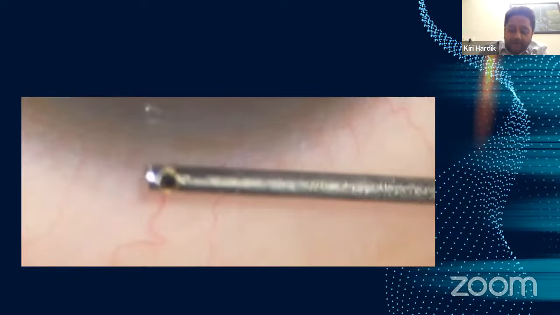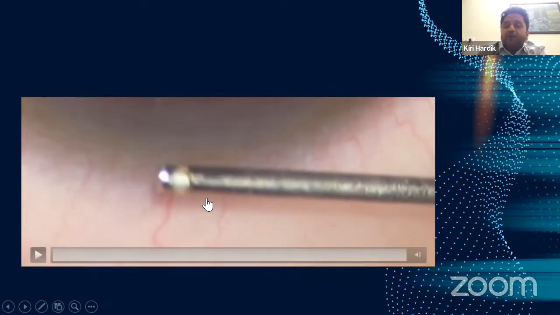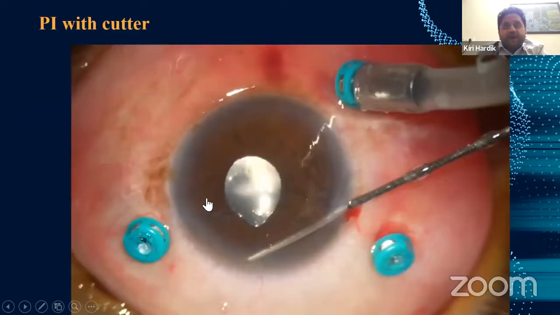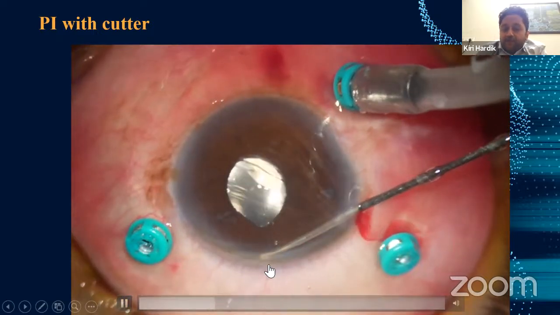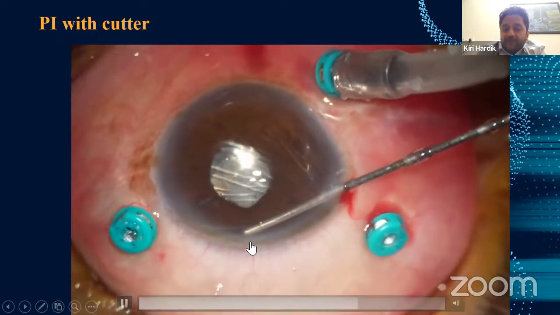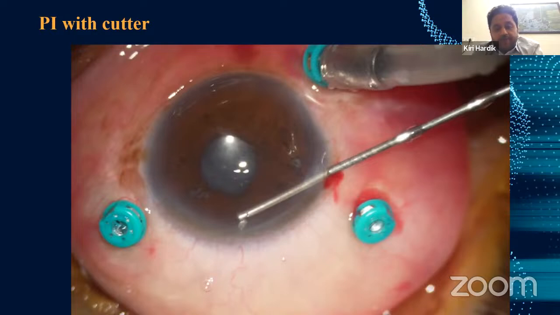Another use of the low cut rate is to make a PI. So if you can see here, the cutter opening and closing is very well visible. This is hardly 200 cuts per minute. In some of the cases nowadays, we don't very frequently use an AC IOL. But whenever we know that we need to implant an AC IOL, or in some cases where we want to do a PI, we can use a cutter to do a PI. So here the cut rate is hardly 200, and we are going into the periphery and just pressing the foot pedal, and we are seeing that a very nice and controlled PI is made. So this is also one of the uses of the cutter, to make a PI with a low cut rate.